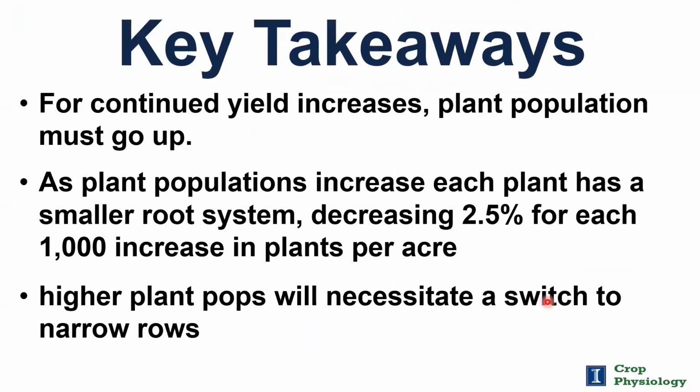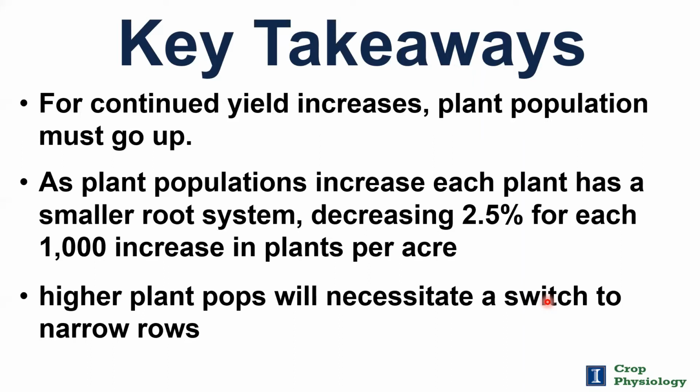So kind of summarizing this density and row spacing work, for continued yield increases, plant population must go up. They trend together. Think of plant population as what your yield potential ultimately is. So to increase your yield potential, you need more plants out there. But as you do that, you have increased density stress, and plants are a little bit more crowded, and we see a 2.5% reduction in individual root mass per every 1,000 increase in plants per acre. So at some point in the near future, I would say, higher planting populations are going to necessitate a switch to narrow rows.